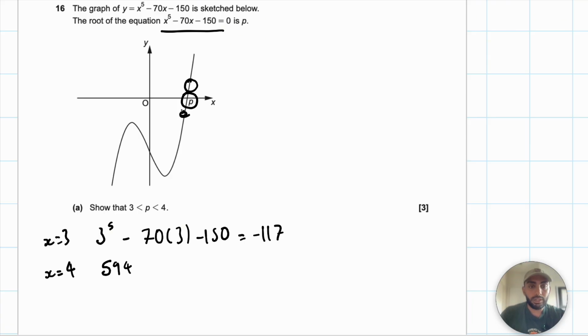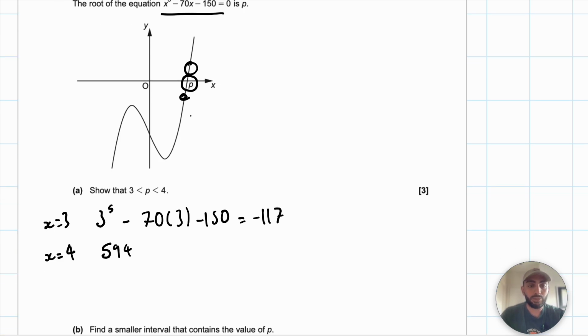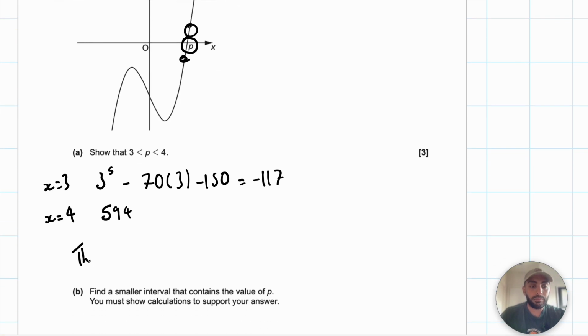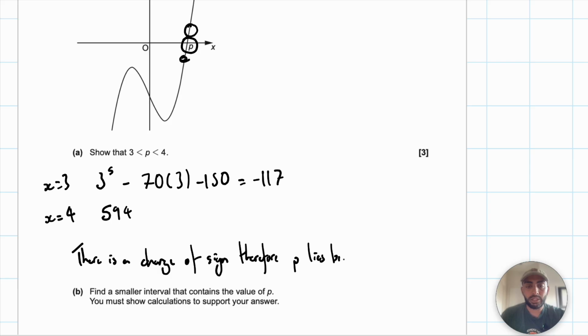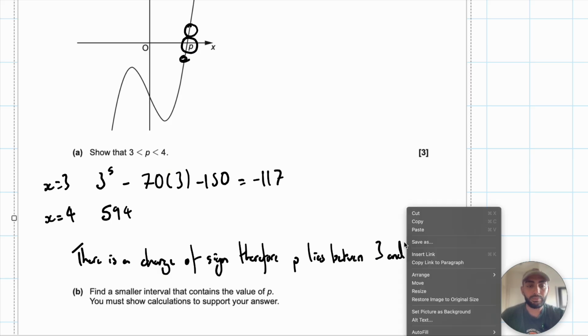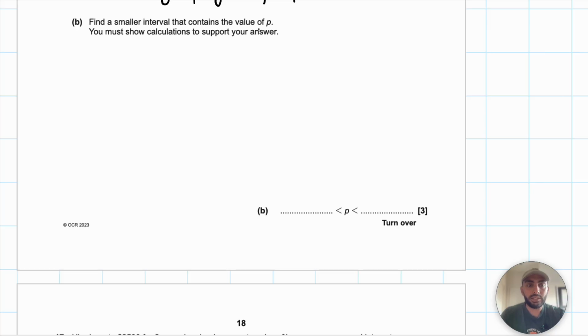Because this one is below the x-axis, it's a negative, and this one gives me a value above the x-axis, positive. That means there's a change of sign, and the value of p is somewhere between them. So we can say there is a change of sign, just means it's gone from negative to positive. Therefore, p lies between 3 and 4.